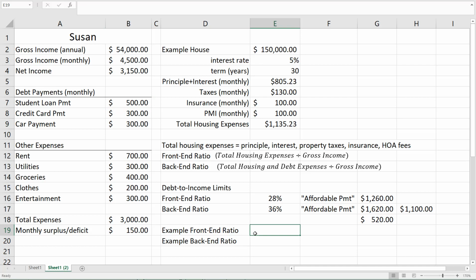So let's do the rest of the math just to see how everything works out here. Let's assume that she's going to try to buy that $150,000 house. The example front-end ratio here would be, since front-end ratio, we take total housing expenses divided by gross income. So total housing expenses here of $1,135.23. We're going to divide that by gross monthly income. That would put her front-end ratio at 25%, which is less than the 28 limit, which would have her in okay shape.